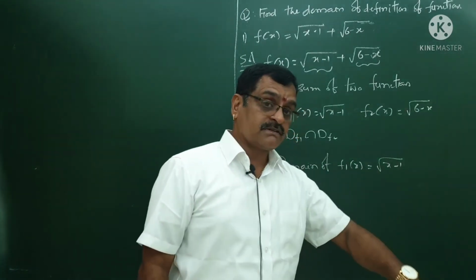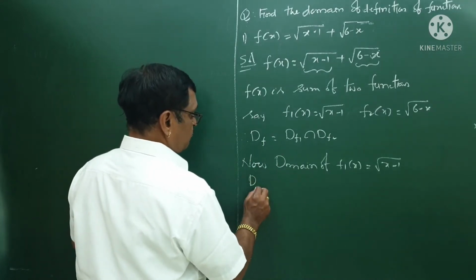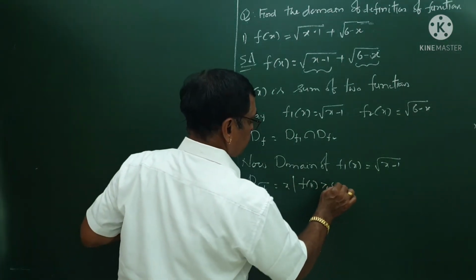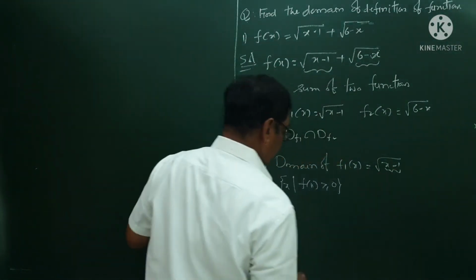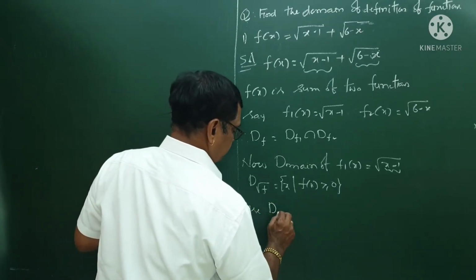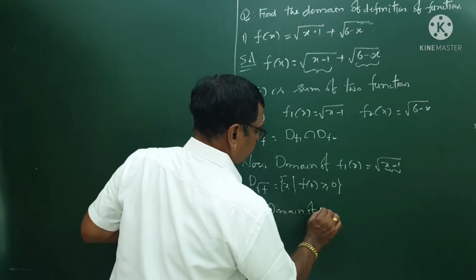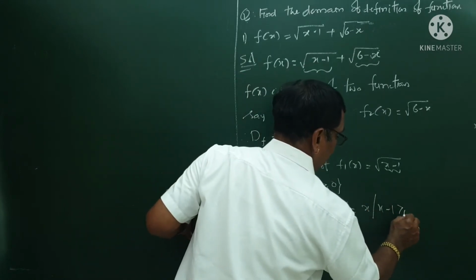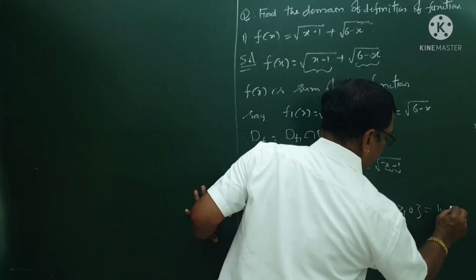Now, my function f1 of x is again a square root. Now, what is the square root of a function? Domain of root f is defined as x such that f(x) is more than or equal to 0. That is the definition. So, here my f(x) is x minus 1. Therefore, domain of root of x minus 1 is equal to x such that x minus 1 is more than or equal to 0, and this is just nothing but 1 to infinity.